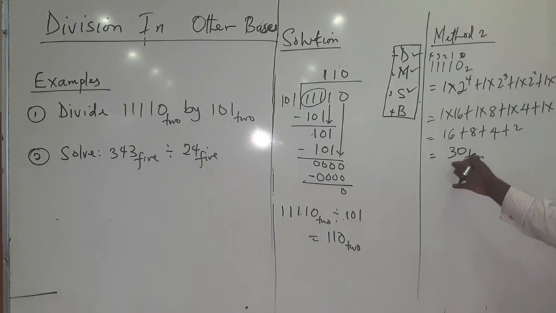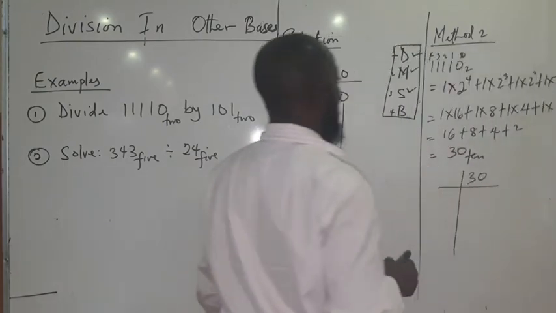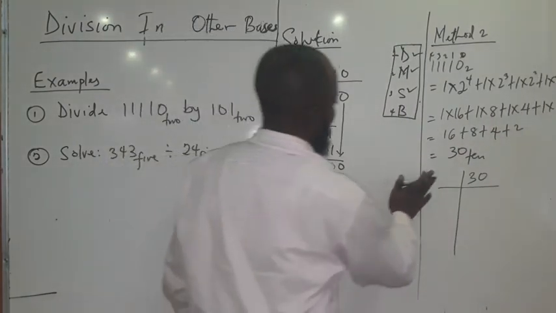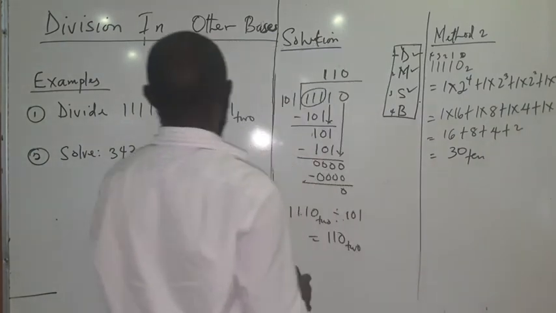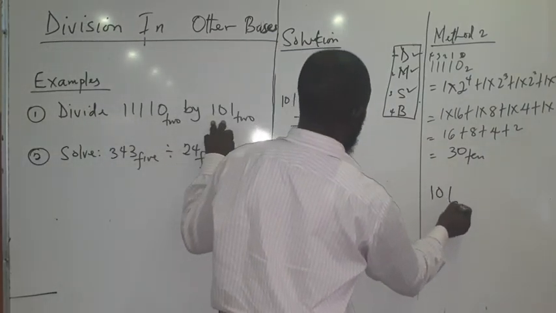So we now convert this to base 2. So 30 to base 2 now. I hope I'm making sense. No, sorry, it remains the second part, which is 101. So 101 to base 10.